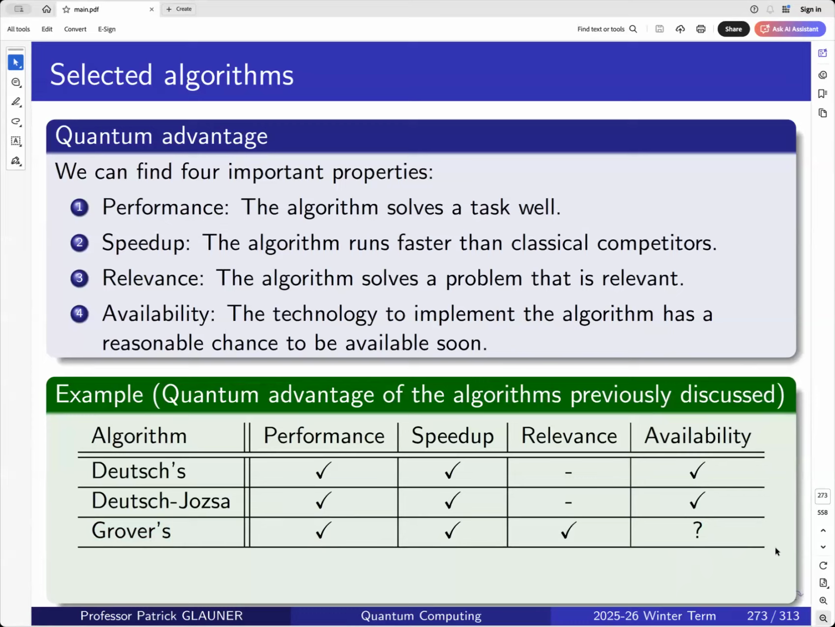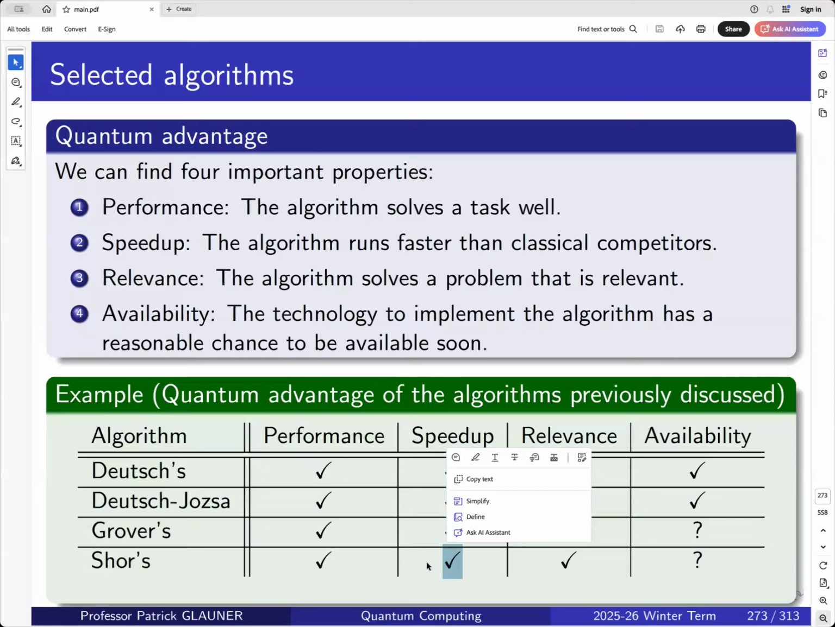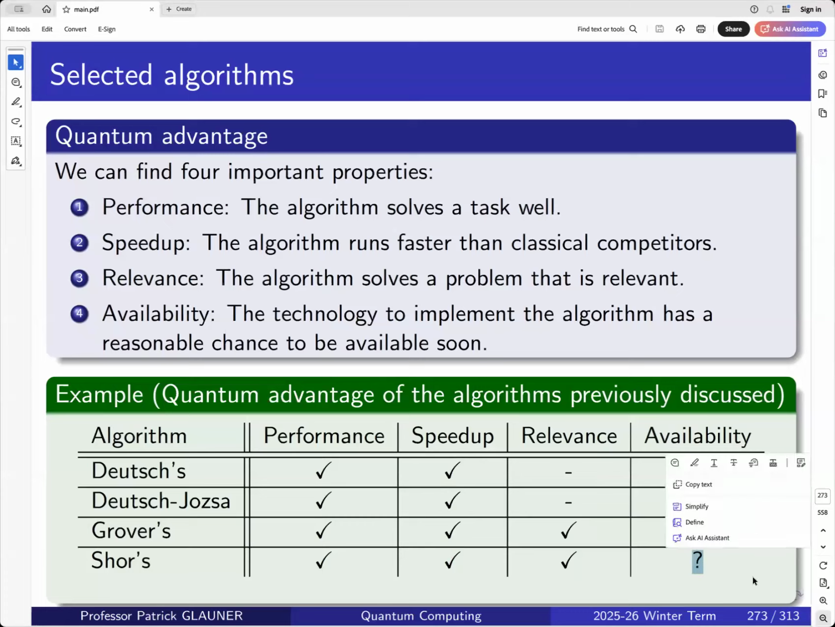And we can make sort of the same considerations for Shor's, because Shor's solves a problem well, integer factorization. It's a relevant problem, leads to a near or actual exponential speed up. But again, it's unclear when we would have such quantum computers available on which we can actually run this.